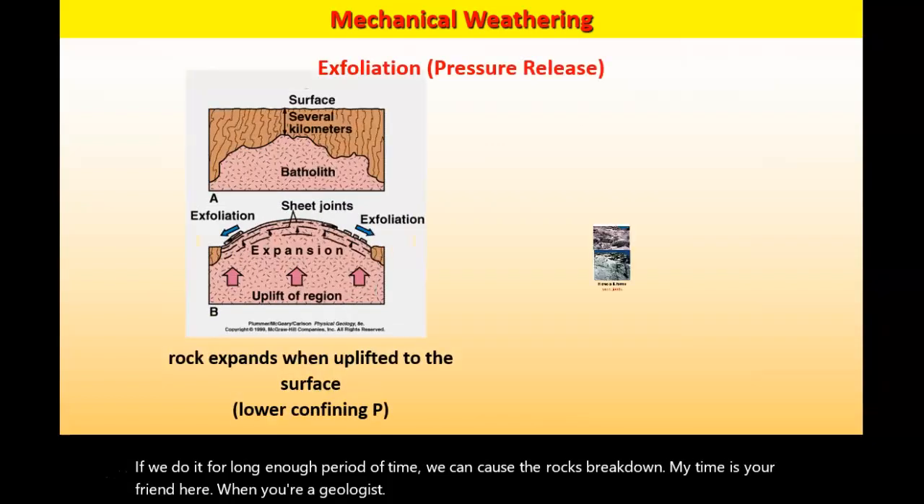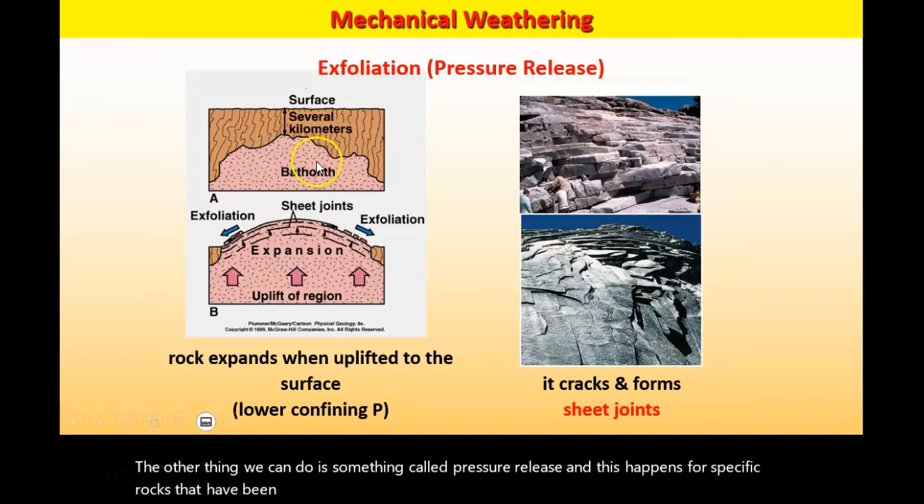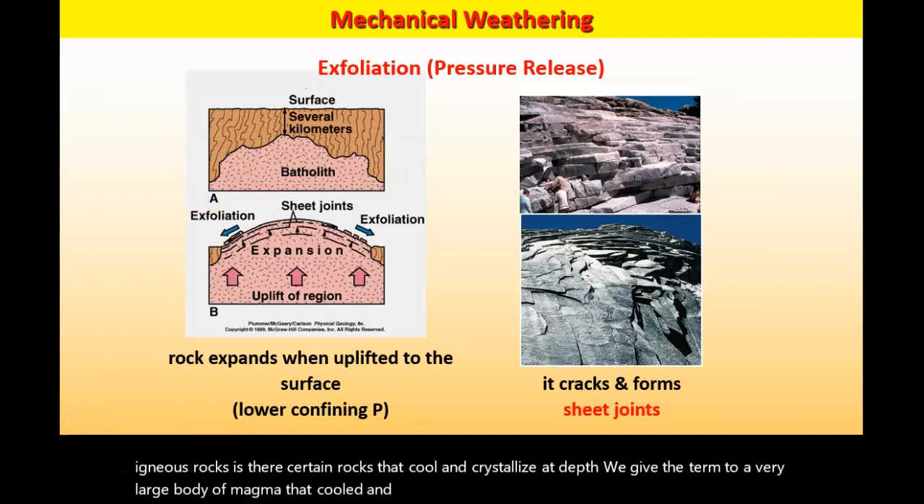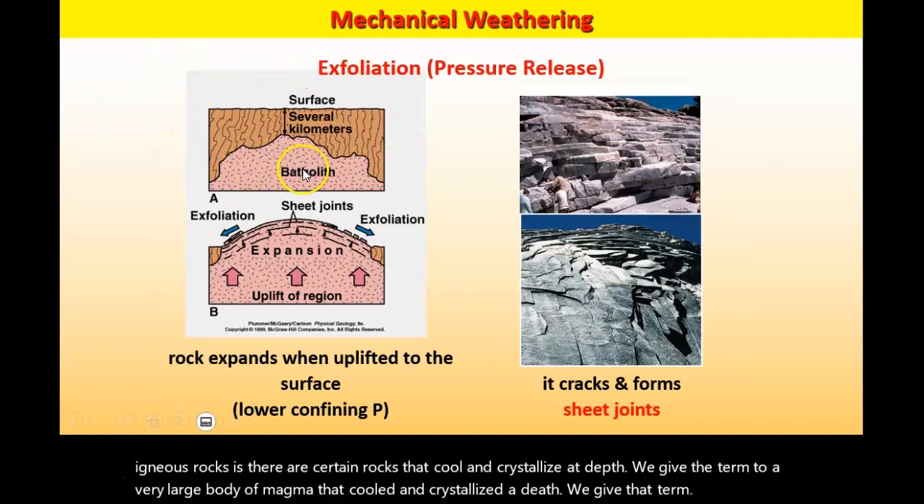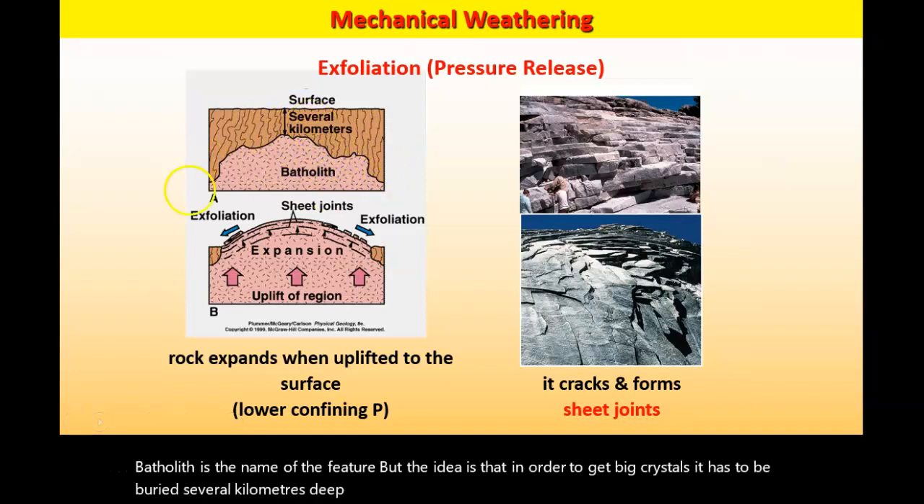The other thing we can do is something called pressure release. And this happens for specific rocks that have been buried deep in the earth. So one of the things that we talk about in igneous rocks is there's certain rocks that cool and crystallize at depth. We give the term batholith to a very large body of magma that cooled and crystallized at depth. But the idea is that in order to get big crystals, it has to be buried several kilometers deep to insulate the magma so it cools slow enough to form big crystals.